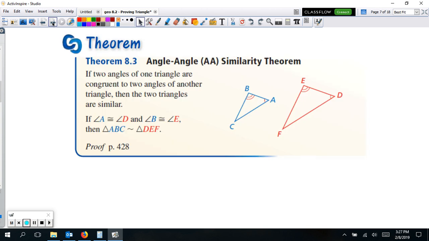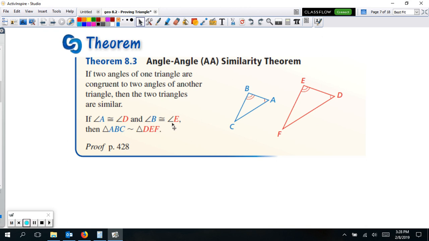All right, so getting into that theorem about the angle, angle, similarity theorem. So basically, if we have 2 angles in one triangle that are congruent to 2 angles in a similar triangle, or just in even another triangle, we don't know they're similar yet, then we can say they're similar. So that's what it's saying here. If angle A is congruent to angle D and B is congruent to E, then we can say that triangle ABC is similar to, so that's what this little symbol means again, is similar to triangle DEF.